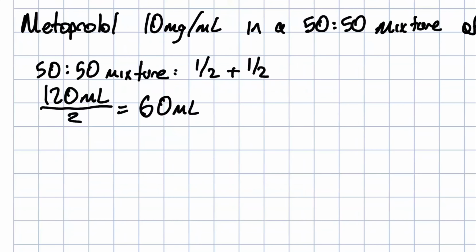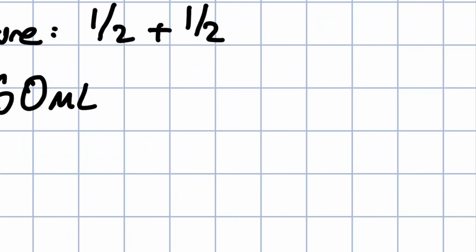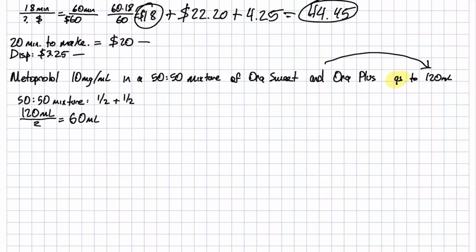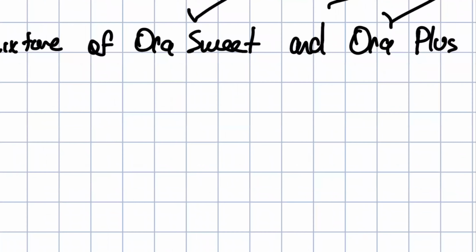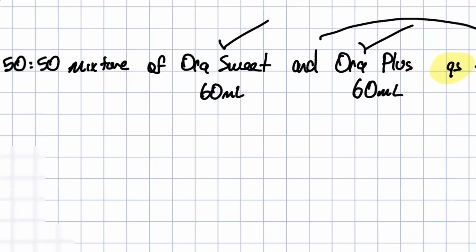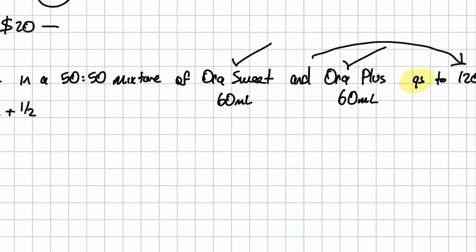Okay. So that means we are using 60 mils of Aura Sweet, 60 mils of Aura Plus. Okay. 60 mils and 60 mils. So we paid for that. That's a compound. Okay, so look at your cost of ingredients.